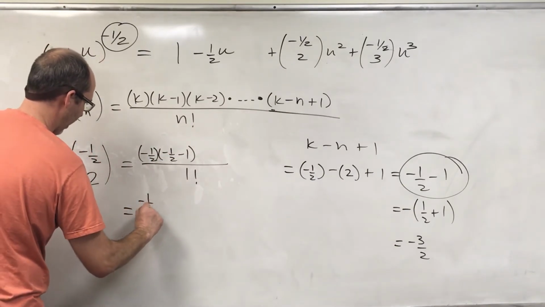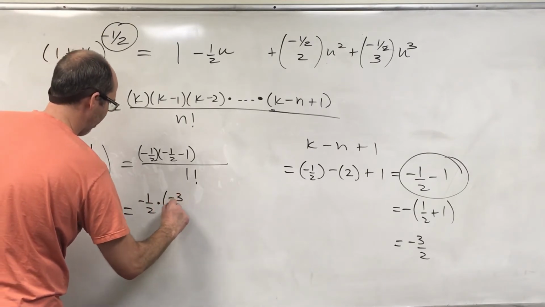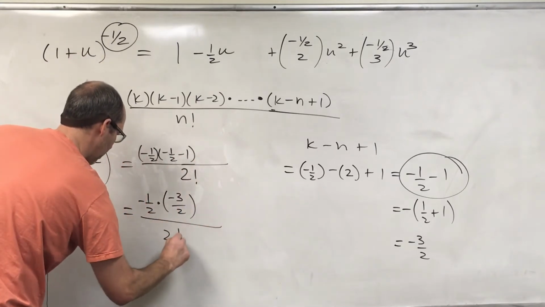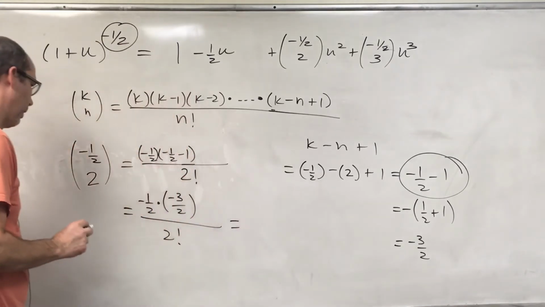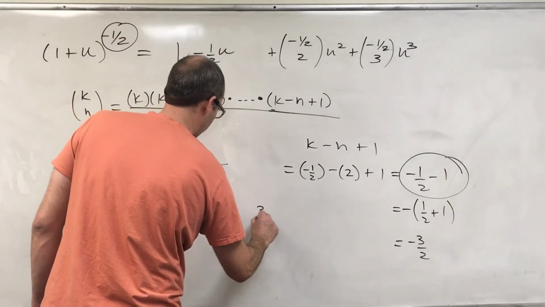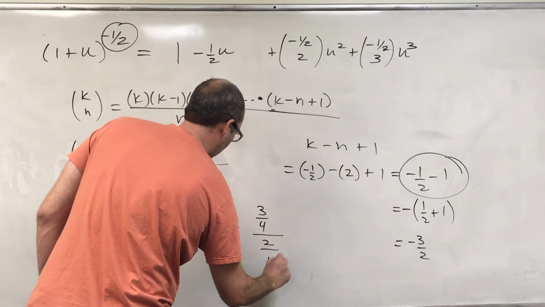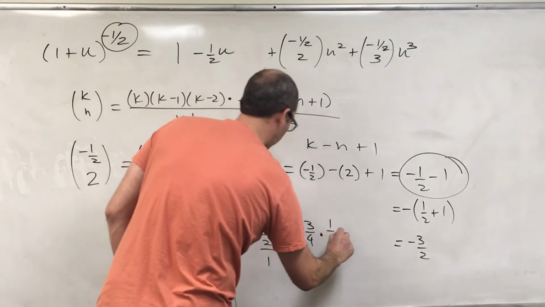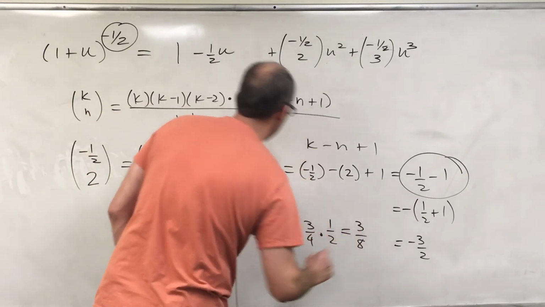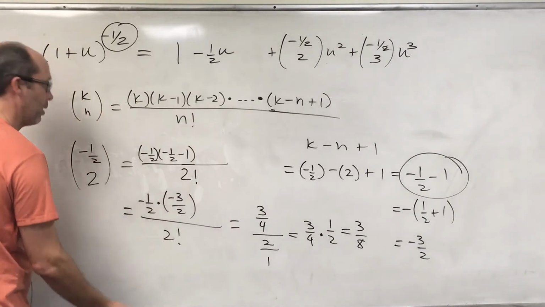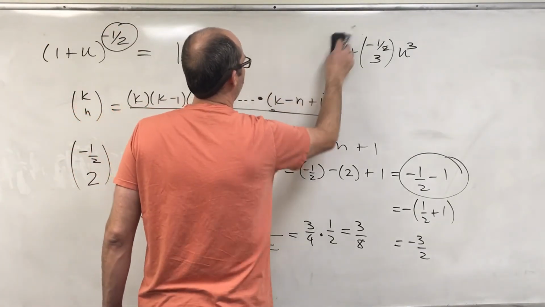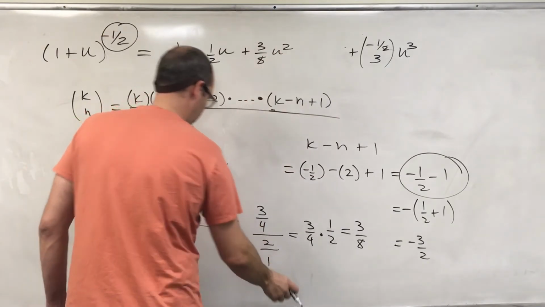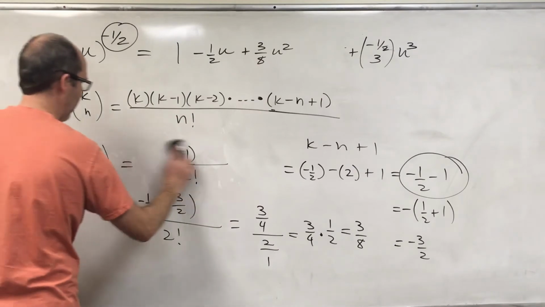So we've got negative a half times negative 3/2 over 2 factorial. Negative times negative is positive. That's 3/4 over 2, which is 3/4 times 1/2, that's positive 3/8. So plus 3/8 u squared. Okay, let's put a 3 in there.